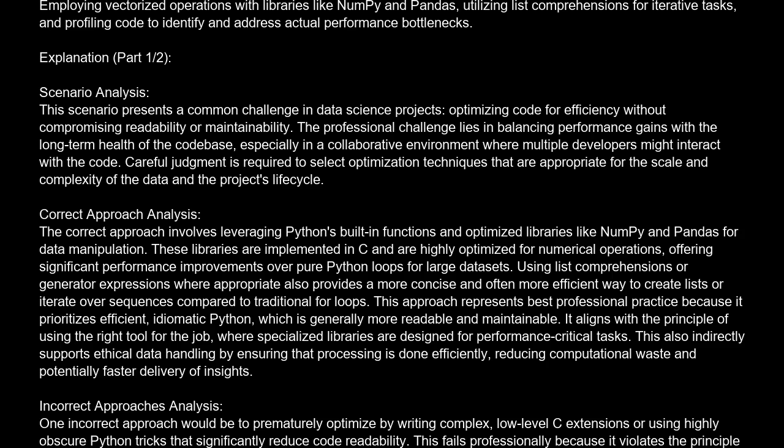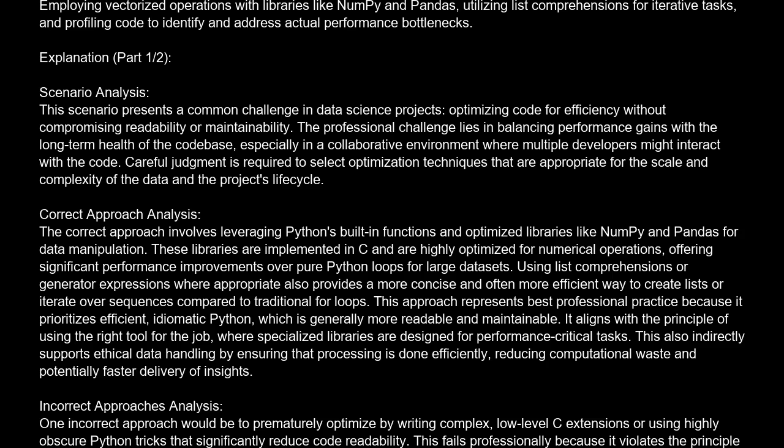It aligns with the principle of using the right tool for the job, where specialized libraries are designed for performance-critical tasks. This also indirectly supports ethical data handling by ensuring that processing is done efficiently, reducing computational waste and potentially faster delivery of insights. Incorrect approaches analysis.